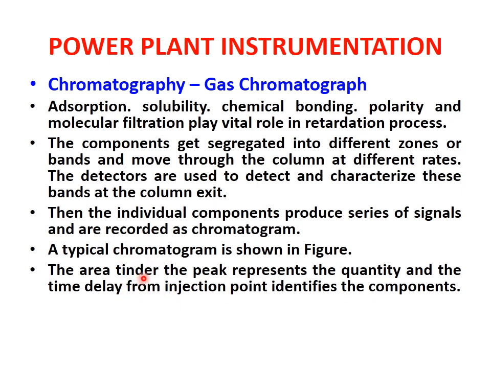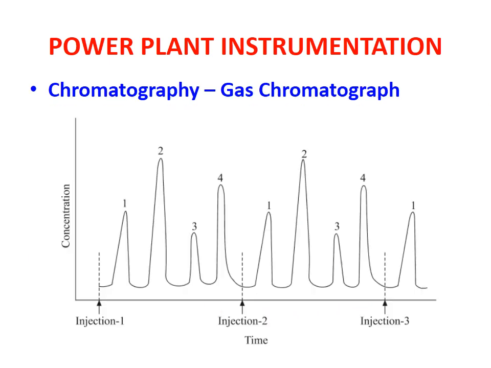In the next slide we are going to see the typical chromatogram, and in that the peak area represents the quantity and the time delay from the injection point identifies the components. So this is a gas chromatogram, and on the y-axis we are keeping the concentration of the particular flue gas, and there are three injection points. The three injection points mean the points at which the flue gas will flow from the process.